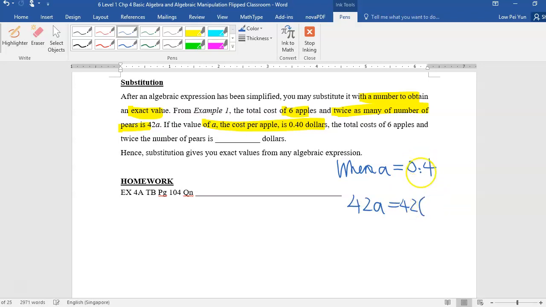I will use substitution. A is replaced by 0.4, just like in a basketball match when a player needs a substitution, you change the player to another one. In this case, you change a to be 0.4 and you get 16.8. So this will be $16.80, which we will always write with a dot sign. And we are done. Oh, great.